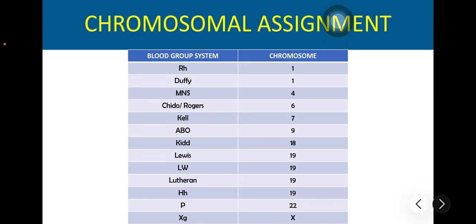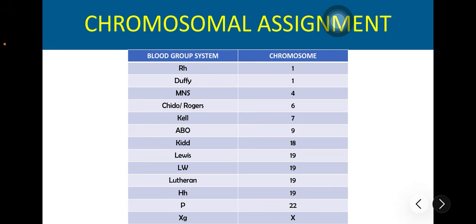So next, we have the different chromosomal assignments. Currently, there are almost 40 blood group systems. Most of them are considered miscellaneous, which means they are only found in a particular group of people. Whereas the ABO blood group system is considered a major blood group system since 99% of the population in the world contains either A, B, or the lack of either A and B antigen.